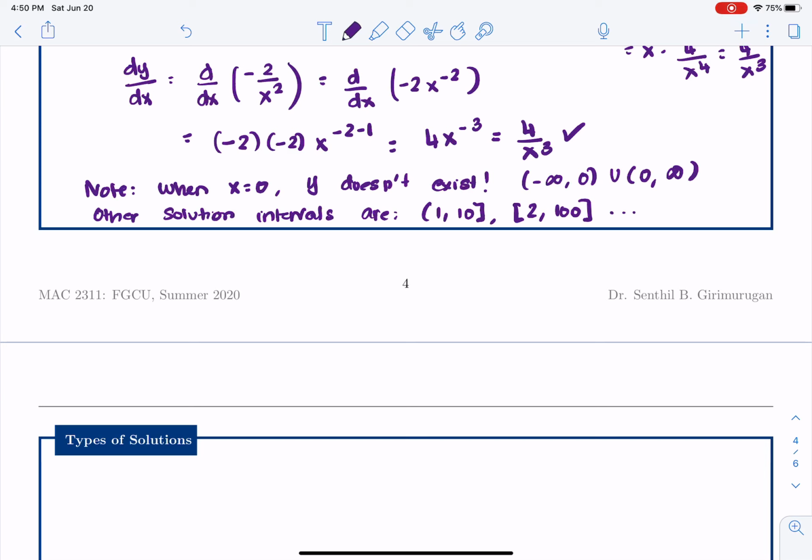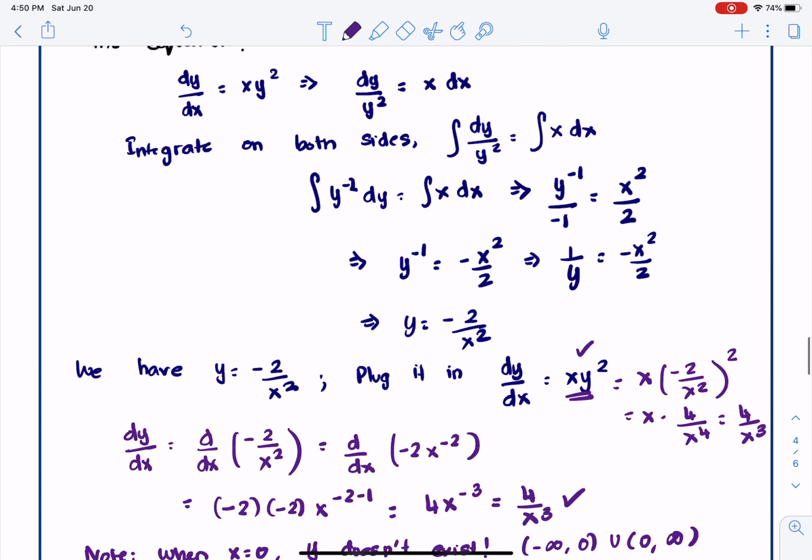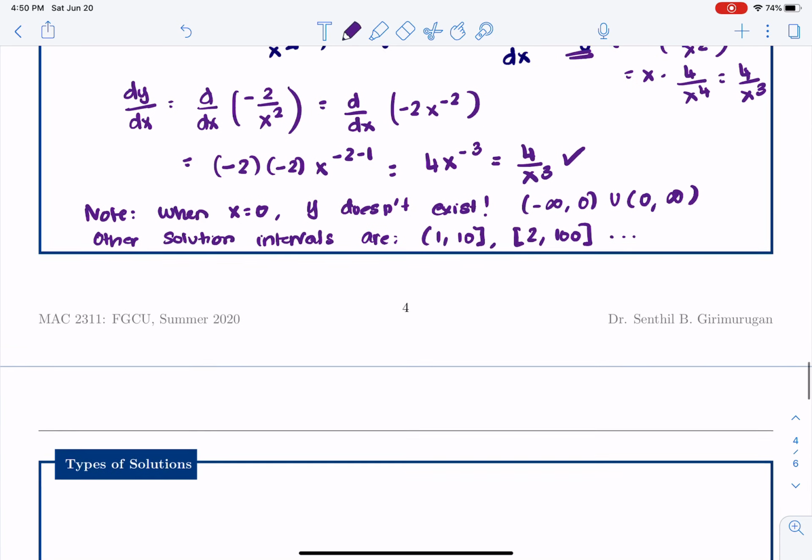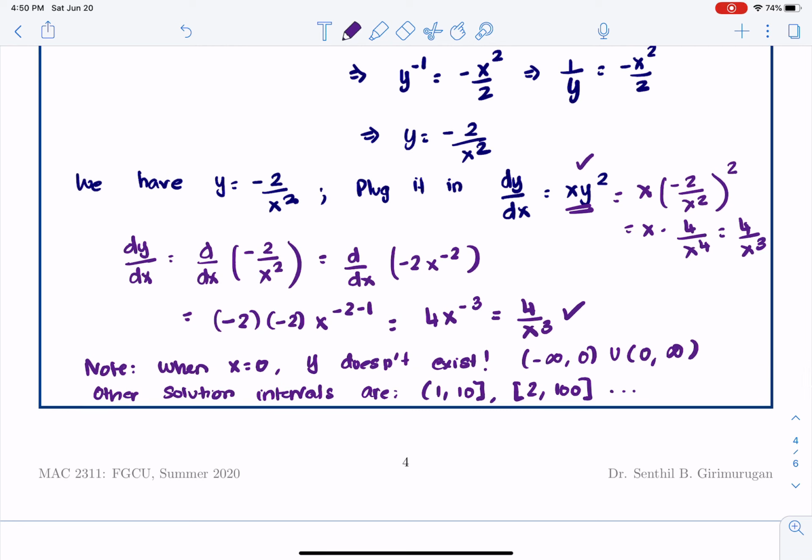So anytime we have a solution to a differential equation, we have to make sure that it satisfies the equation like it did here for a set of values. In this particular problem, the differential equation solution exists for all values except 0.